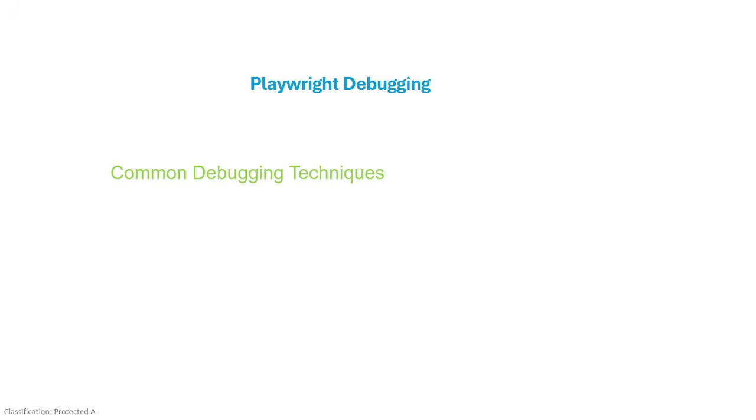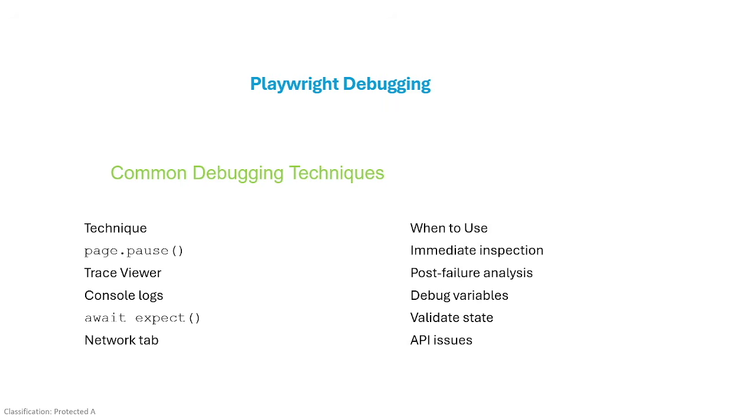Common debugging techniques. Here is one technique: use page.pause for immediate inspection. The trace viewer is for post-failure analysis: console logs, debugger variables, await inspector, validate state, and network tab for API issues.